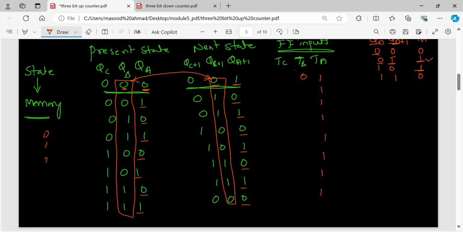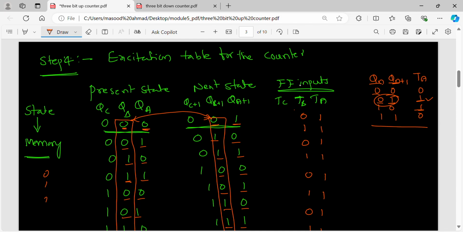For 0 0, it should be 0. For 0 1, input should be 1. Whenever there is a change, it should be 1. If they are same, 0. So here it is same, so the third one is 0. The fourth one is 1 0, so it is 1. Fifth one, 0 0, no change. 0 1 means it is 1. Next 1 1, no change. 1 0, change, 1. From which table? From the excitation table of the flip-flop.